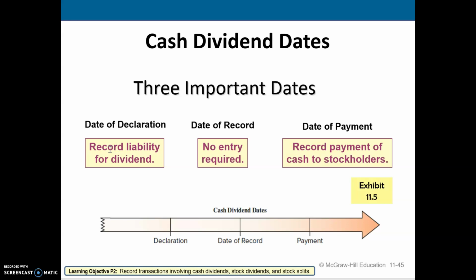Now, we're not going to pay it maybe for a few weeks. And in between, the stock can be traded. So who's going to end up getting the cash dividend? Well, they set a date of record in between the date of declaration and the date of payment. Whoever owns the stock at the close of trading on the date of record is the party that receives the cash dividend. So we don't have to make a journal entry here because it's just saying who's going to get the dividend, where we've got to send it.